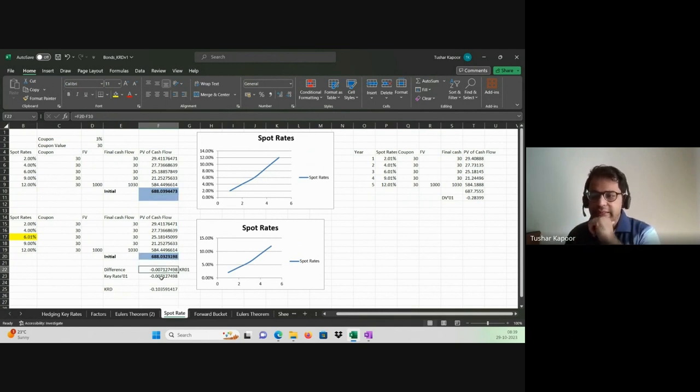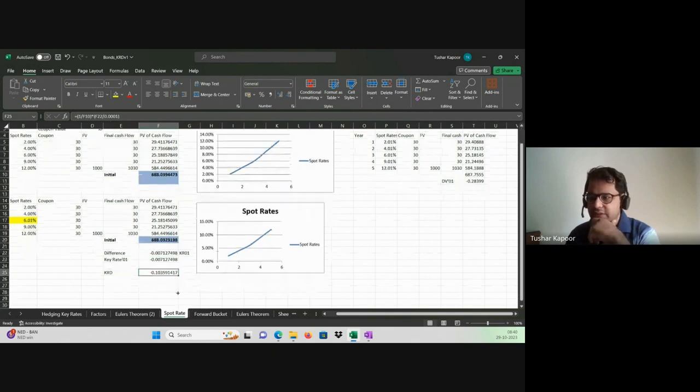So how do we calculate key rate 01? It is the initial answer minus the new answer divided by, again, the same thing. It is this difference that we have been tracking, F20 minus F10. When we come to this one, it is 0.001 multiplied by this divided by this, which is exactly the same thing. And we get a KRD, which is this.